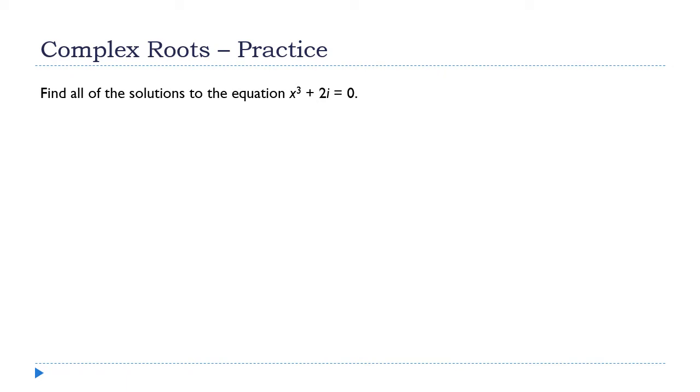All right, so I want the solutions to this equation. Well, look, we can solve this in kind of the obvious way, right? Move the 2i over. x to the 3rd equals -2i, which means x is the cube root of -2i. So what I'm really asking for here is what are the 3 cube roots of -2i? I don't know. Let's make this into its polar form, right?